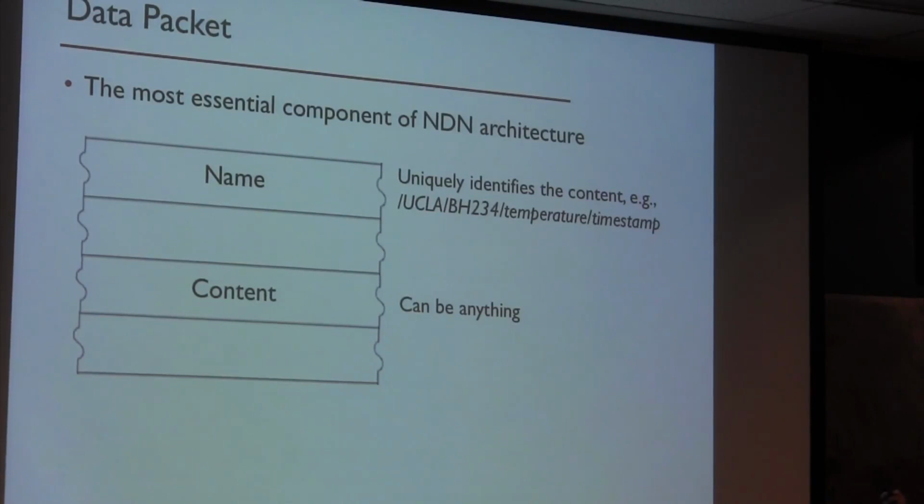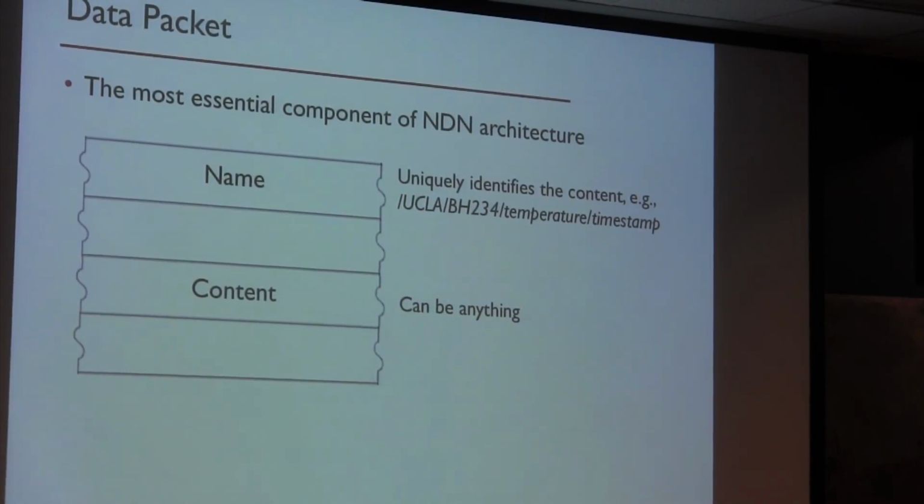name. So that you can ask the question, say, I want this content identified by this name. And in this example, I say, oh, it's UCLA, Boelter Hall, room 234, and I want a temperature at this particular time. This is a very explicit question identifying what you want. And anybody having this answer can reply to you. It can be the thermostat, can be a temperature sensor, can be your home controller, or can be your laptop, which happens just got that data a minute ago.